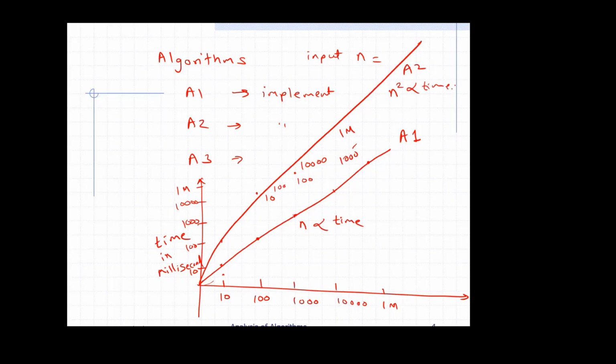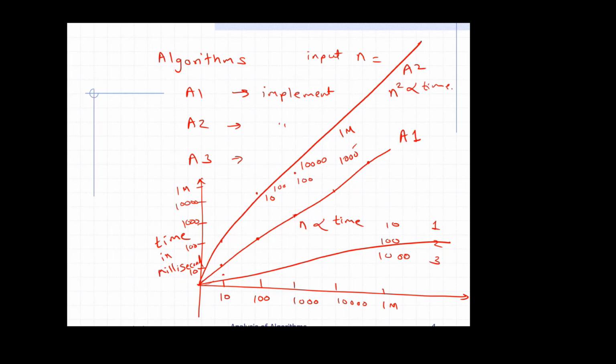Now let's say there is our last algorithm, A3, and when we executed that, we saw that for 10, it is taking 1 millisecond, for 100, it is taking 2, for 1,000, it is taking 3. If you look at that graph, it is going to grow very, very slowly, not even this growth, very, very slow growth. And then maybe we can say that this is not even n.